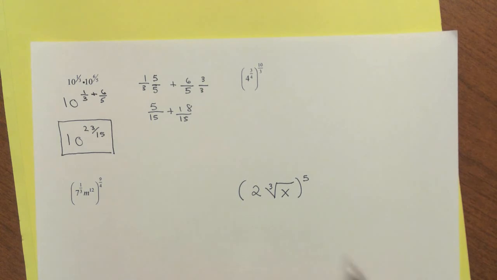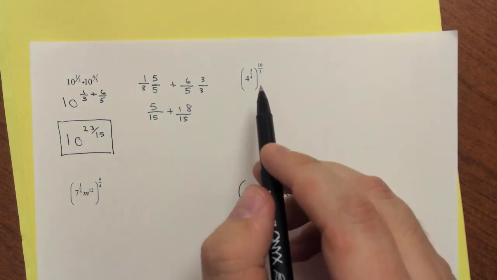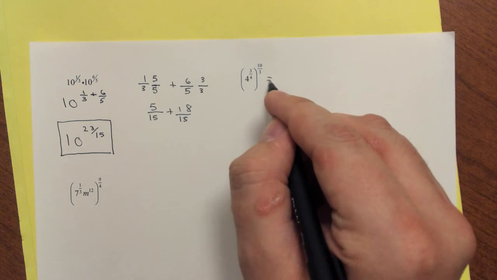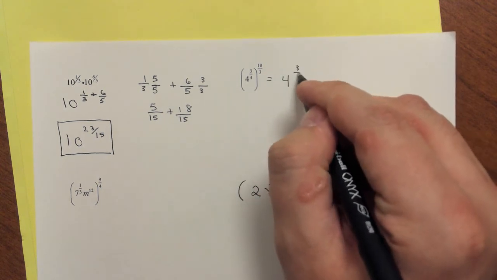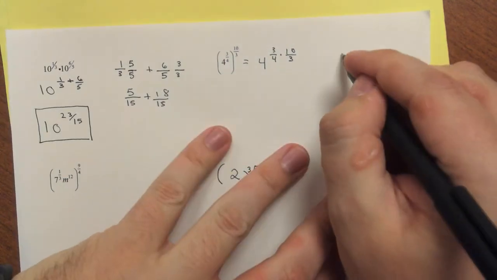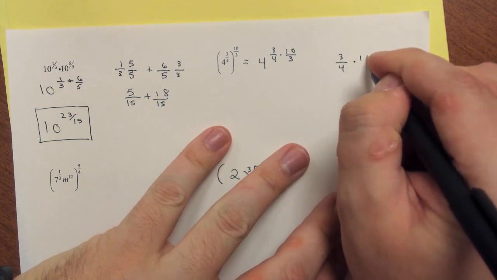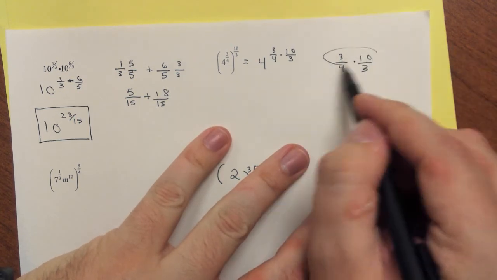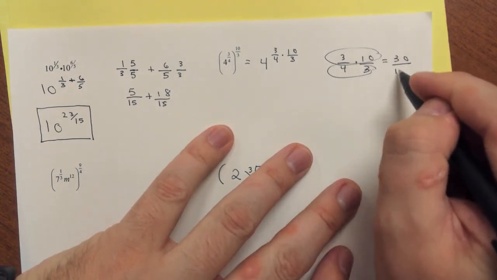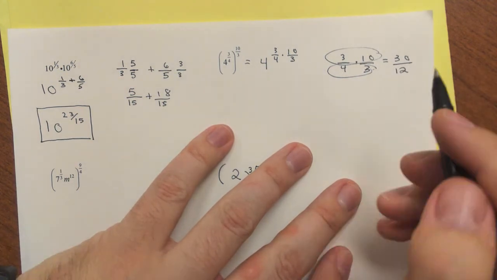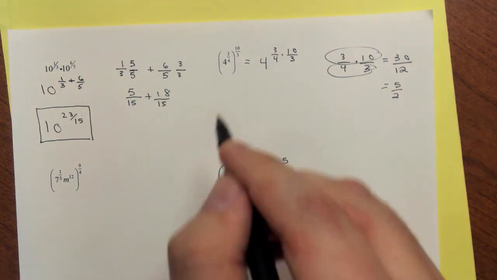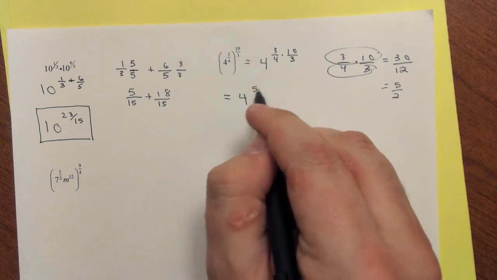I can also take a power of a power. 4 to the 3/4 raised to the 10/3. We know in this situation what we're supposed to do is multiply the exponents. How do I multiply two fractions then? Despite what some people might tell you or what you might think, you multiply two fractions straight across. 3 times 10 is 30. 4 times 3 is 12. 30 over 12, I can divide both of those by 6 and get 5 halves. So what I have is 4 to the 5 halves.